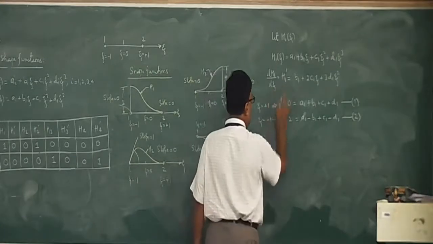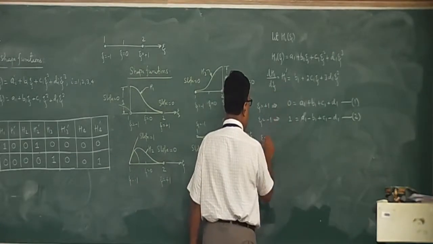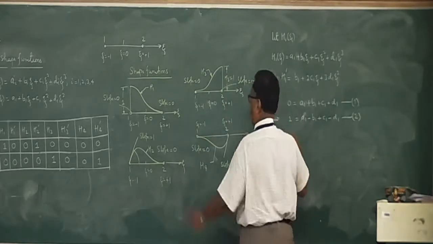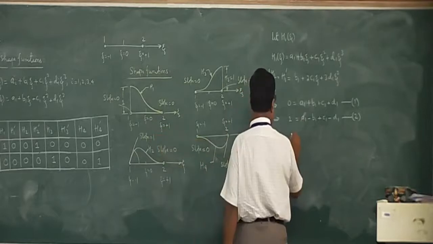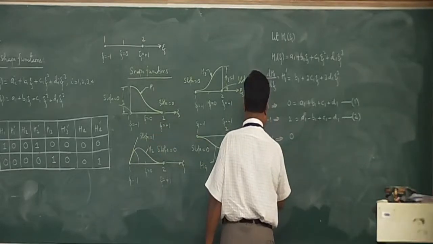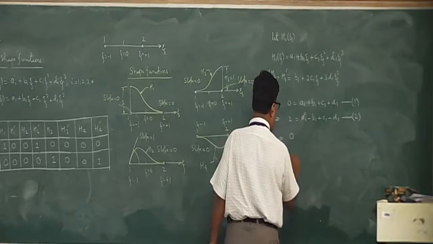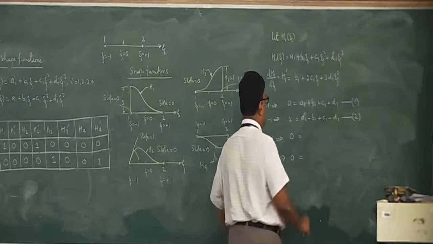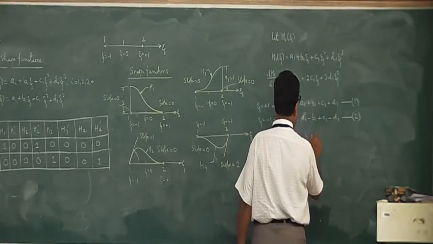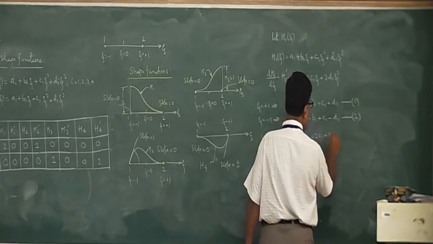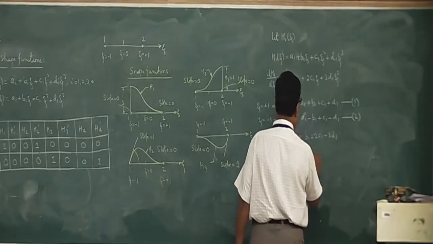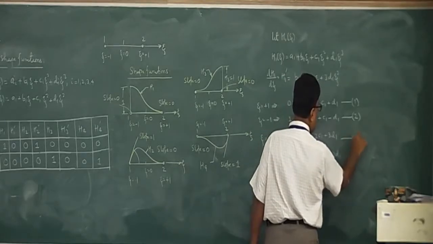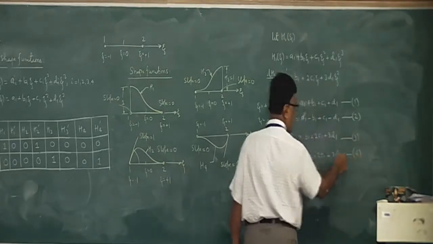Similarly, let us take H1 dash. That is zeta equal to +1. What is this? H1 dash. You see here, H1 dash is going to be 0 at these two, and zeta equal to -1 also, it is 0. That is H1 dash at zeta equal to +1 and -1, both ways it is 0. So this will be B1 plus 2C1 plus 3D1. This will be B1 minus 2C1 plus 3D1.